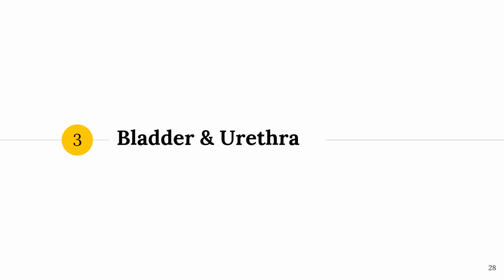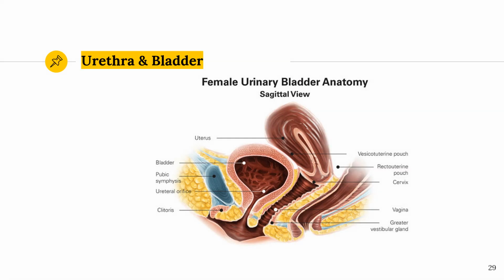Next one is bladder and urethra. The bladder is a hollow muscular organ that is the reservoir for the urinary system. The anterior bladder is extraperitoneally adjacent to the retropubic space, or space of Retzius. The bladder rests inferiorly on the anterior vagina and the lower part of the uterus, separated by endopelvic fascia.